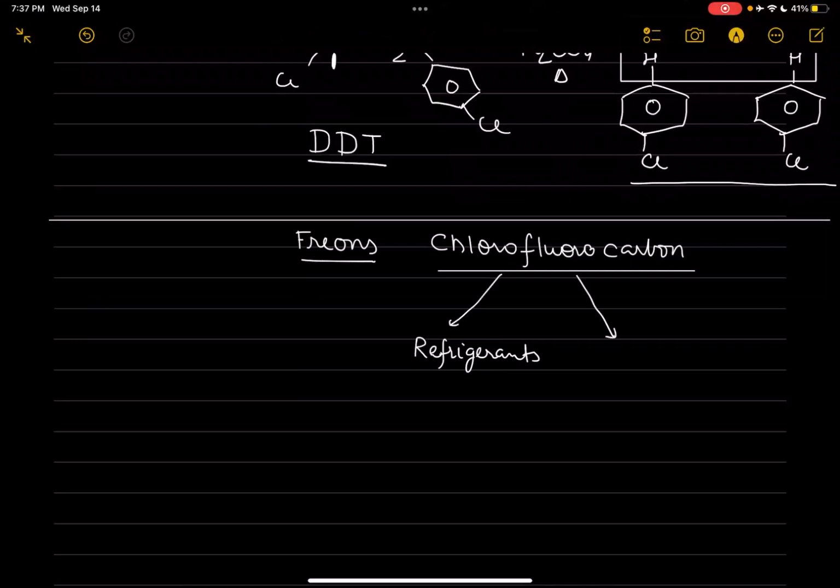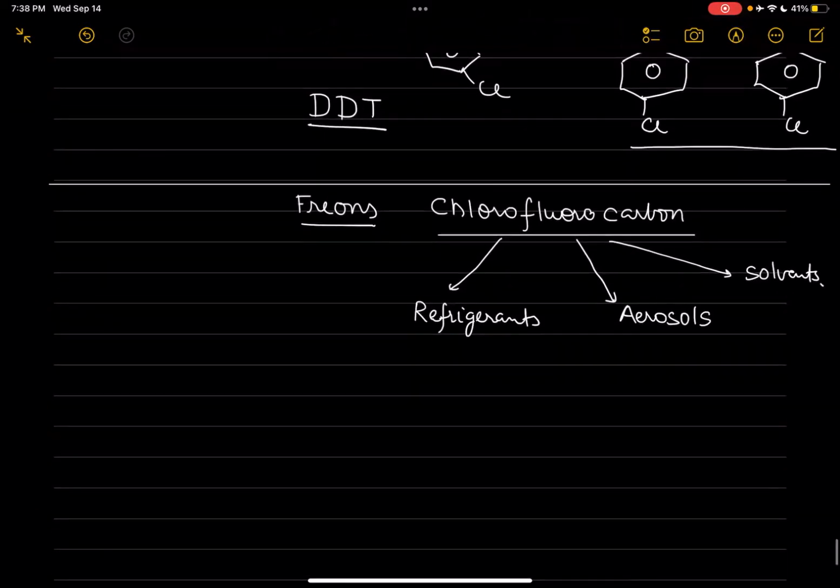They are used in aerosols, as refrigerant, and they are used as solvent, right? So you have some chlorine connected, you have some fluorine connected on the carbon, that becomes chlorofluorocarbon.